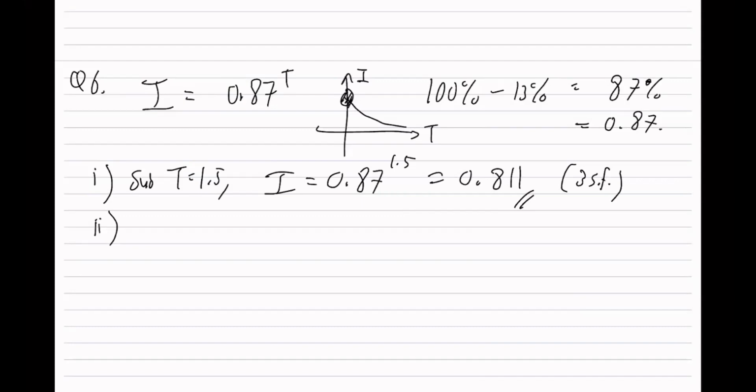Part 2. Find the thickness of the material needed to have an intensity of 0.5. Sub I equals the number, 0.5. So it should be 0.5 equals 0.87 to the power of T. How to solve?